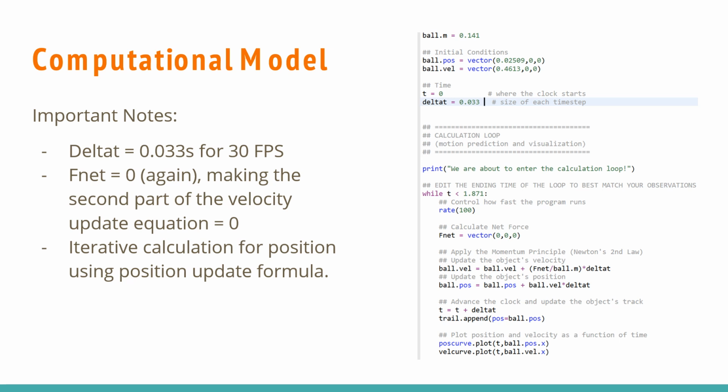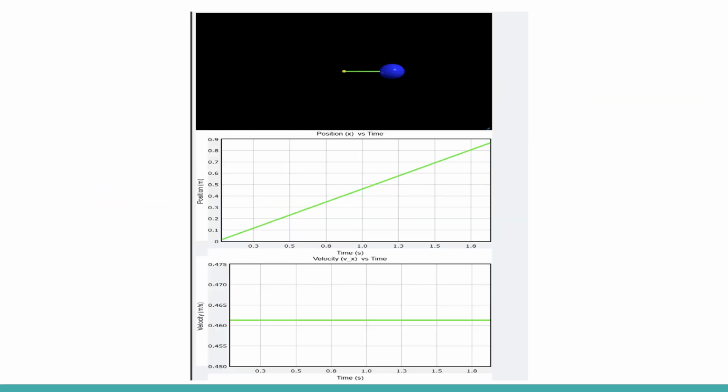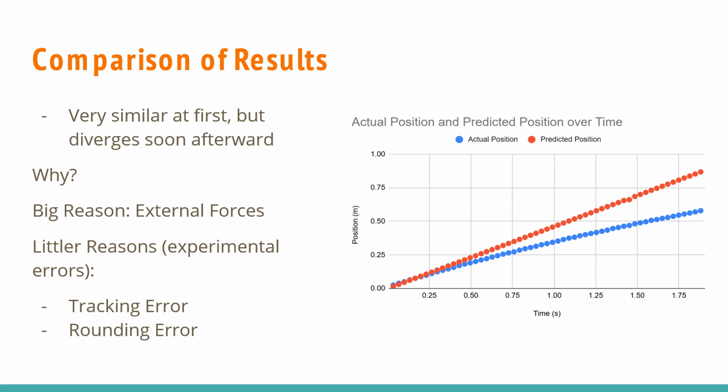And then finally, iterative calculation for position using the position update formula. It's in a while loop. So each time it'll run through, it'll update position, and then it'll update the time, and then it'll spit it back out and give us a coherent graph and points to plot. Here we can see what it looks like when the program runs. We can see the ball moving to the right with a positive position versus time graph and a constant velocity versus time graph. Now that we have our results, we can finally compare them.